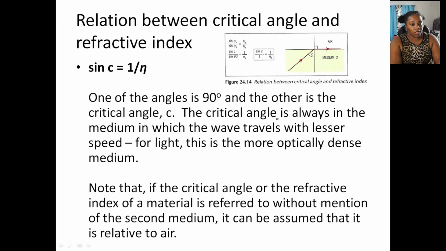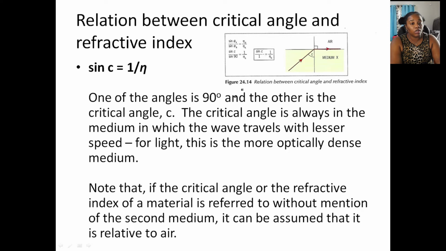And the critical angle is always in the medium in which the wave travels with lesser speed. So the denser the material in which the light is traveling, the more that is where the critical angle is for light. And this is the more optically dense medium, so the glass. So note that if the critical angle or the refractive index of a material is referred to without mention of the second medium, it can be assumed that it is relative to air.